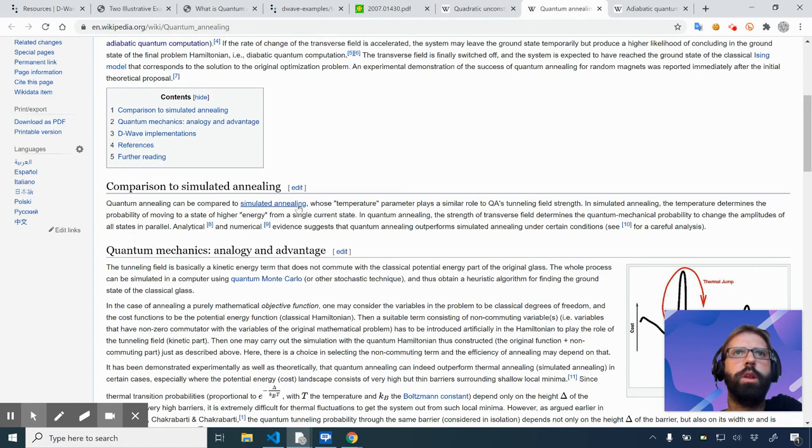It is similar to simulated annealing, whose temperature parameter plays a similar role. In simulated annealing, temperature determines the probability of moving to a state of higher energy from a single current state. In quantum annealing, the strength of the transverse field determines the quantum-mechanical probability to change the amplitudes of all states in parallel. Analytical and numerical evidence suggests that quantum annealing outperforms simulated annealing under certain conditions.